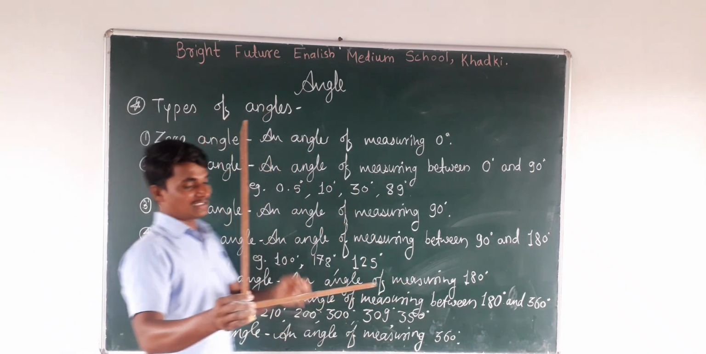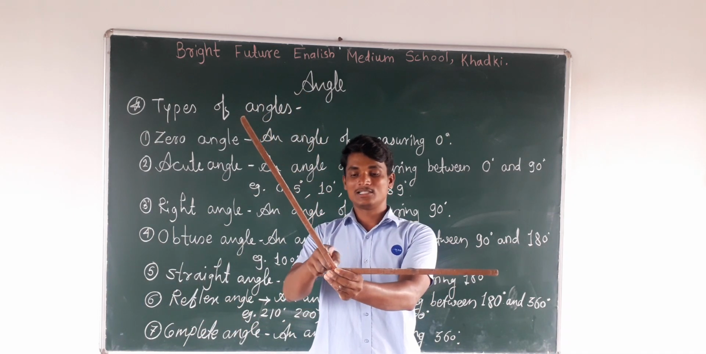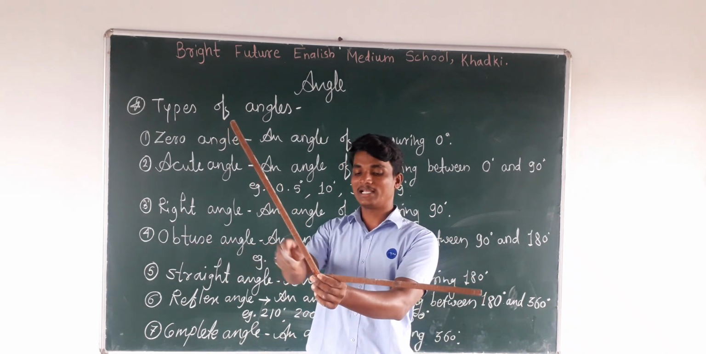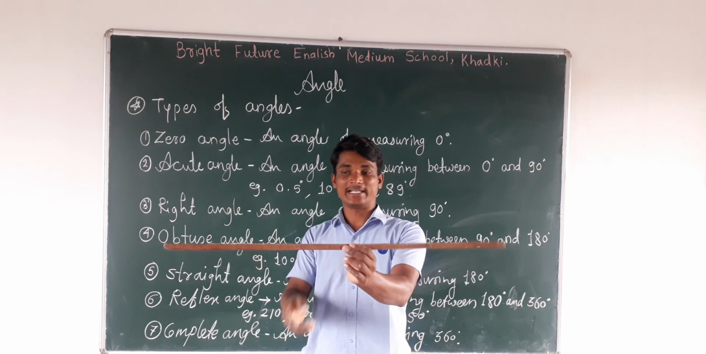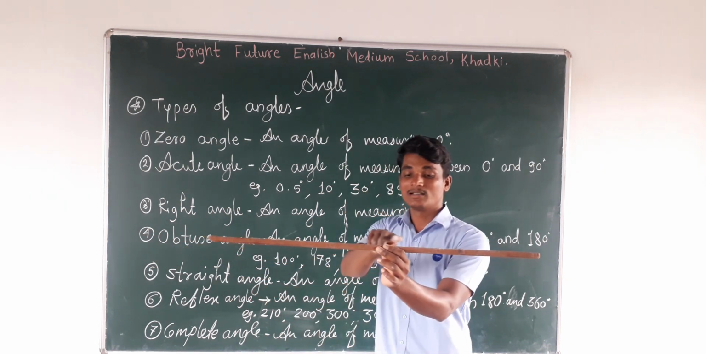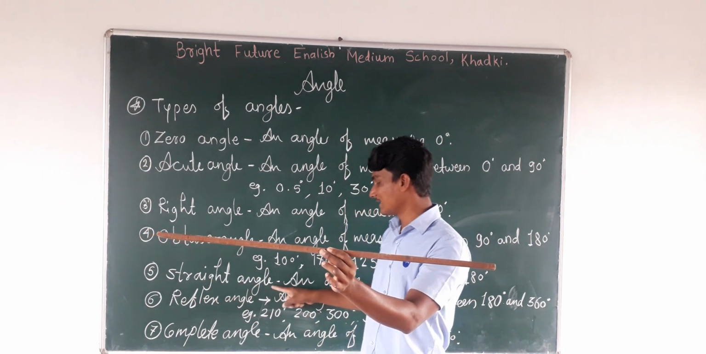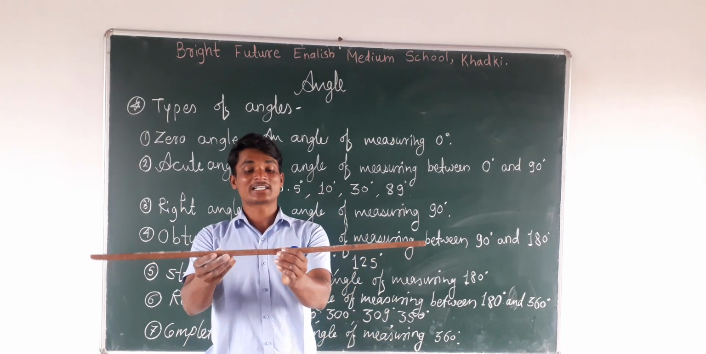Right? Now after the right angle, when we move further, suppose this angle is more than 90 degrees, this is called an obtuse angle. More than 90 degrees but less than 180 degrees. And when it becomes straight, the measurement of this angle is 180 degrees. That's why it's called a straight angle. This measurement is 180 degrees. So this is a straight line or straight angle.